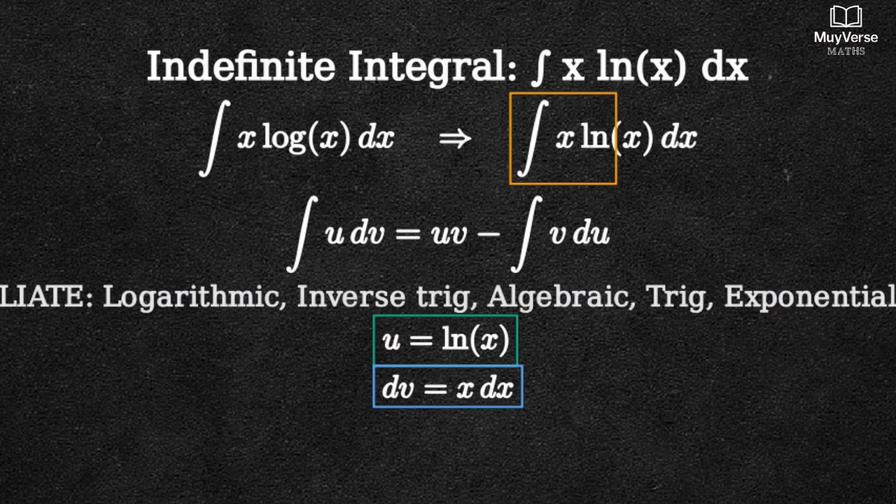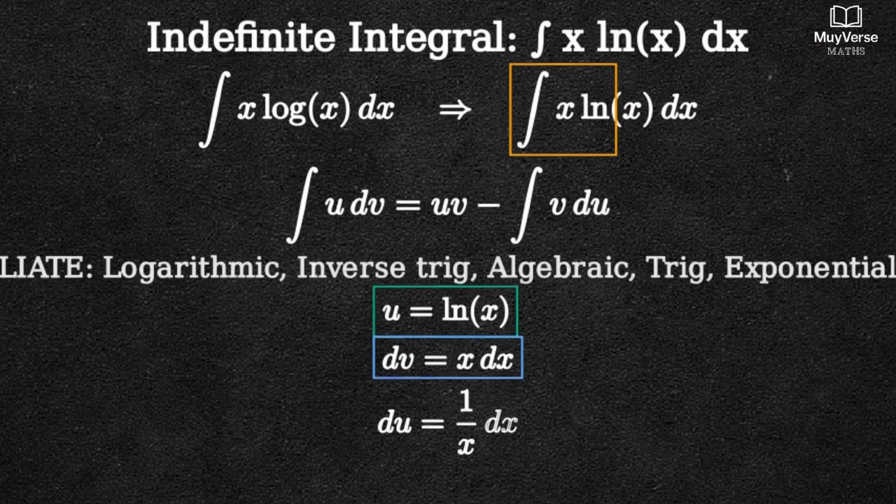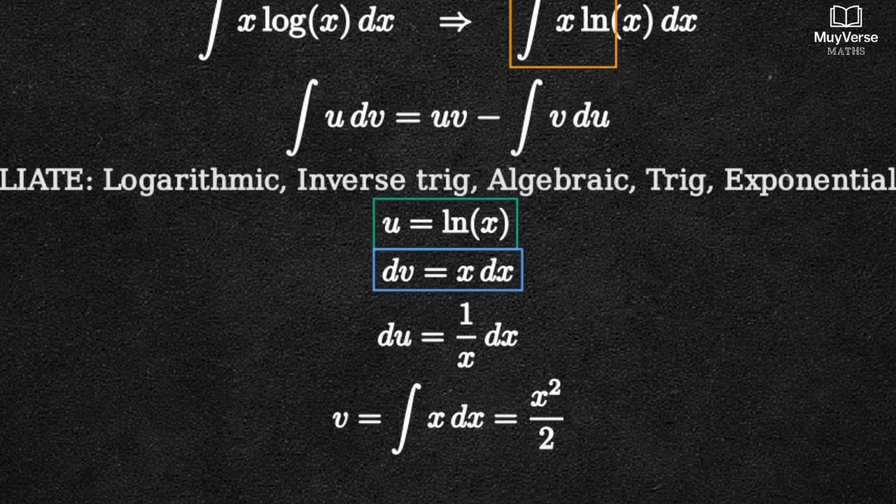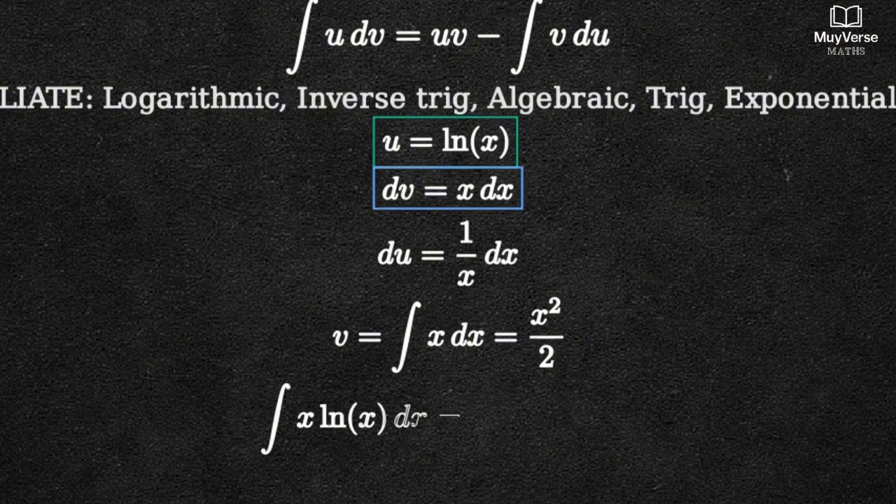Step 2. Compute du and v. Differentiate u. du equals 1 over x dx. Integrate dv. v equals x squared over 2. Step 3. Apply the formula. The integral of x ln x dx equals uv minus the integral of v du.